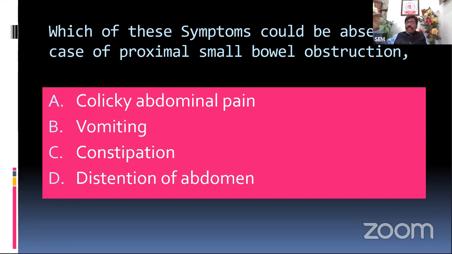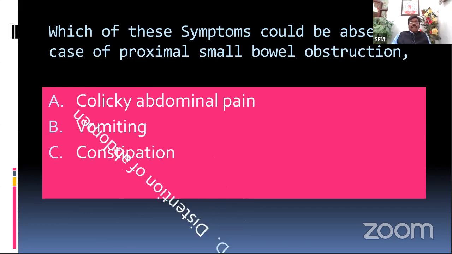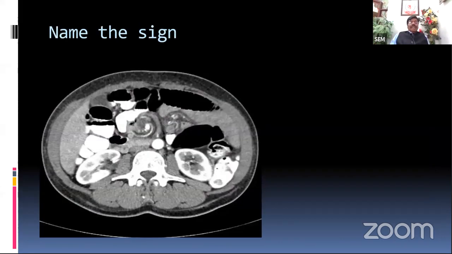So the more the fluid level, the more distal the obstruction, because they have a distribution across the abdomen. Okay. So that is the response we wanted. Okay. Name the sign. Here there is a sign in a case of small bowel obstruction.